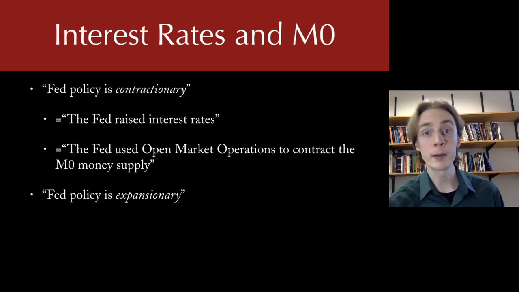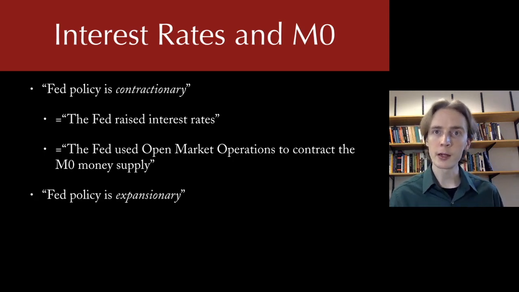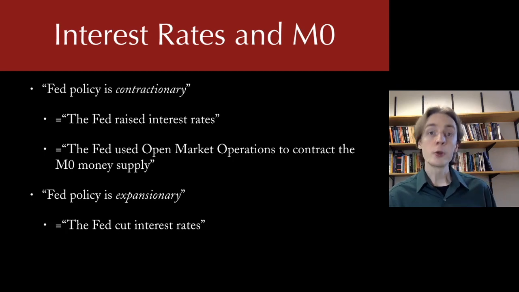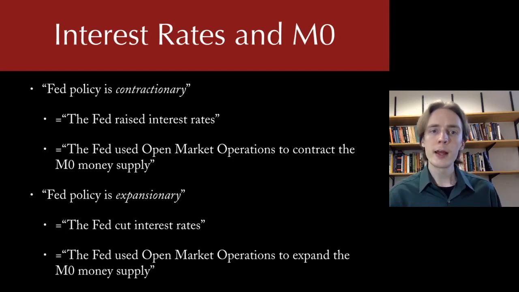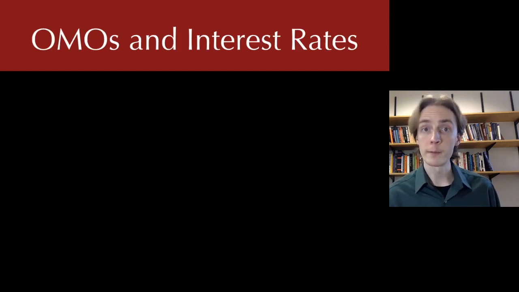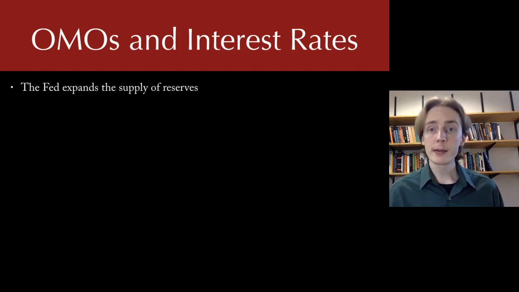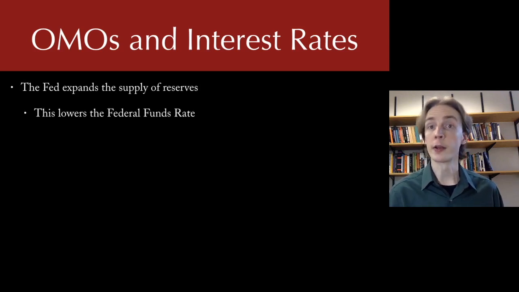On the other hand, when Fed policy is expansionary, sometimes you'll hear this expressed as the Fed is cutting interest rates, or lowering its interest rate target, more precisely. You should translate this in your head to the Fed is using open market operations to expand the supply of bank reserves, to expand the supply of M0. Now, when the Fed does open market operations, this is going to have several different effects on interest rates. When it expands the supply of bank reserves, the direct effect is that it lowers the federal funds rate, and it makes banks more liquid.